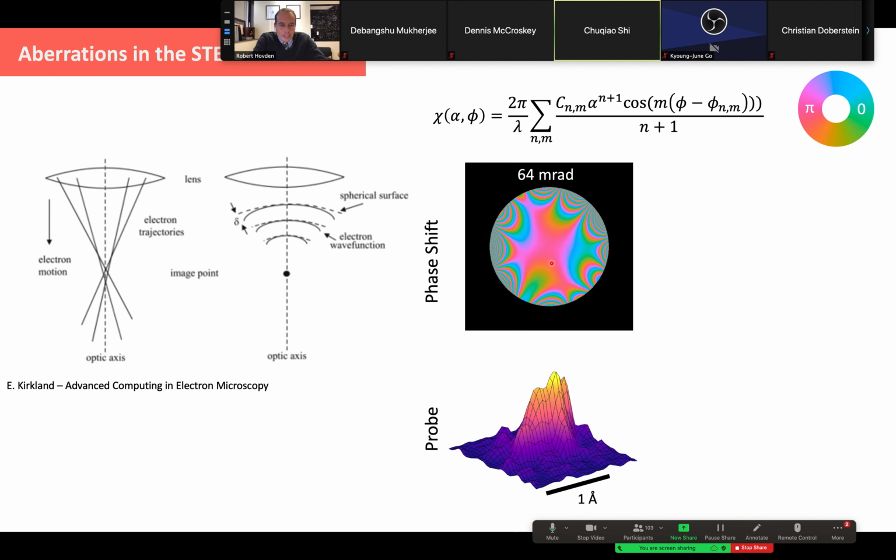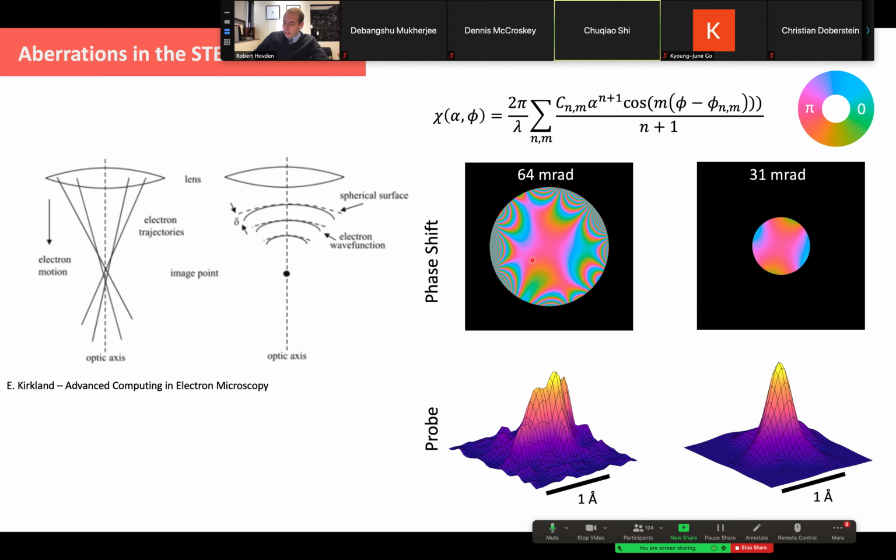However, the center of the aperture shows a much more uniform region of the phase. And so if we put a smaller aperture that only considers this more uniform region, we get a much cleaner probe. We not only get higher resolution, but we also get a more symmetric probe. So the choice of the aperture and the size of the aperture is critical to the imaging conditions.